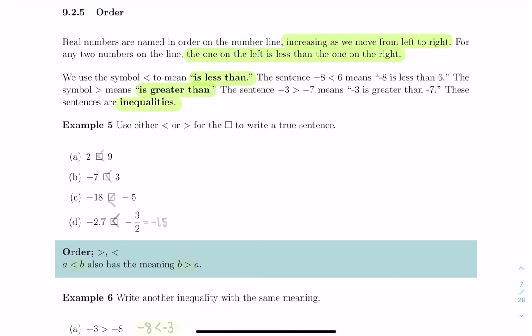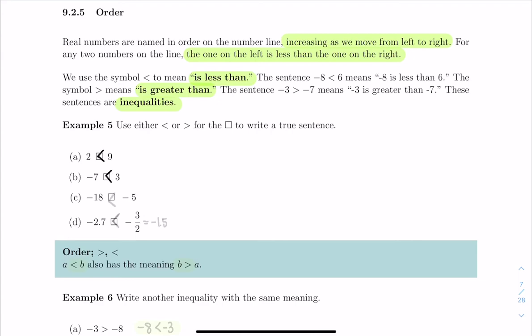So let's go ahead and plug in the right symbol to make these a true sentence. I have 2 blank 9. So is 2 less than or greater than 9? 2 is less than 9. What about -7 and 3? Well, -7 is negative and 3 is positive, so it's definitely less than.